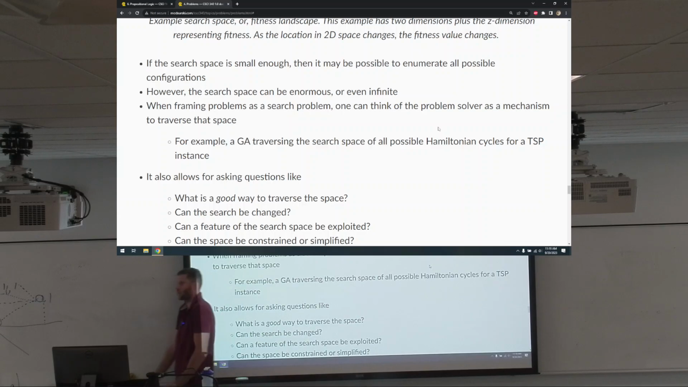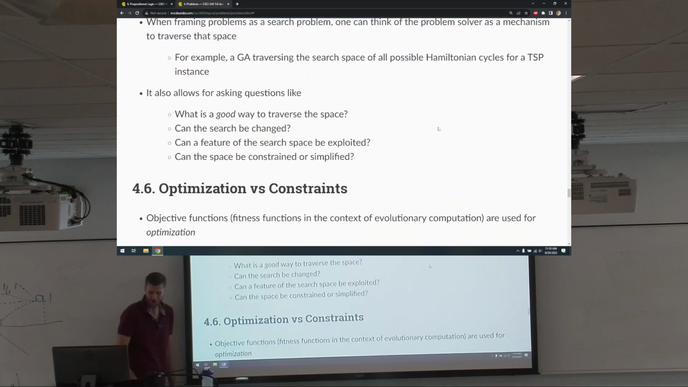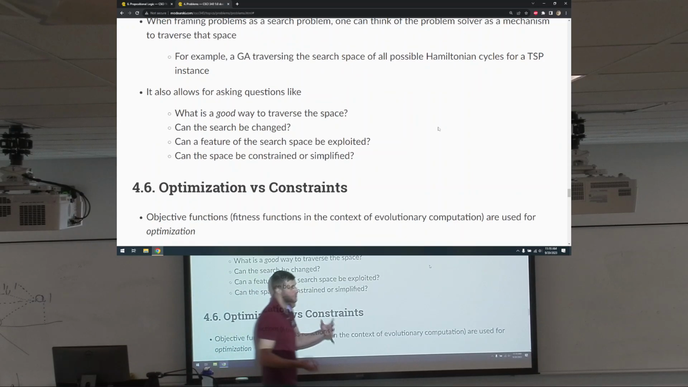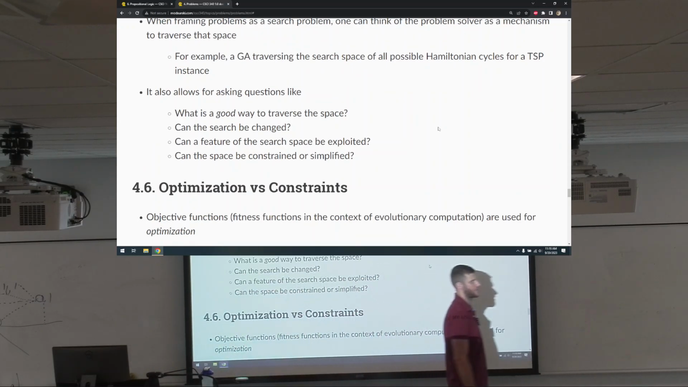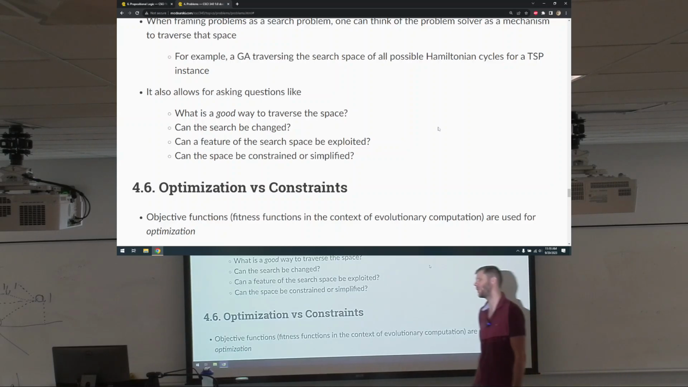A GA is traversing the search space of all possible Hamiltonian cycles when working with TSP. And when you think of it like this, we're framing a question a certain way. It allows us to ask questions like, what's a good way to traverse this search space? Can the search space be changed? Can I alter it? Can a feature of the search space be exploited?